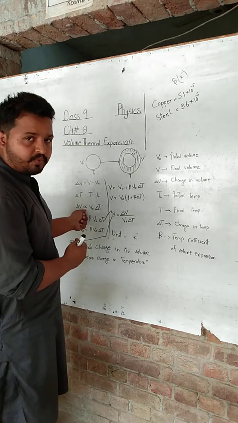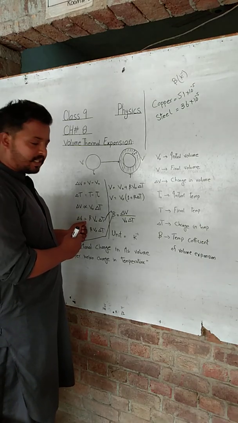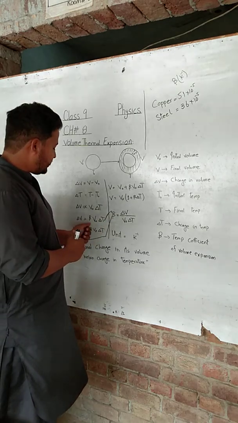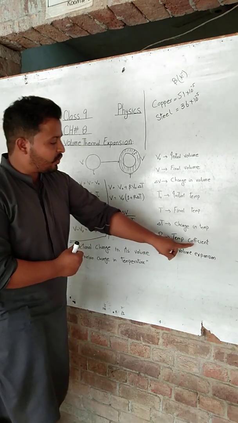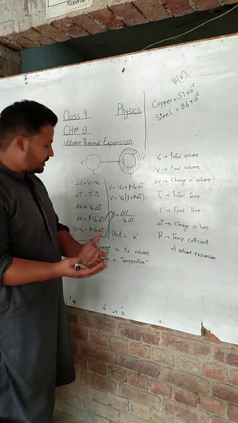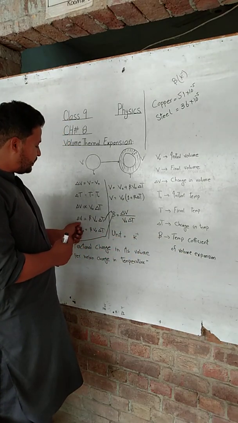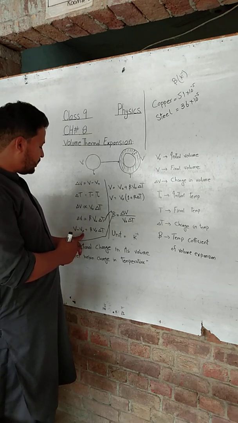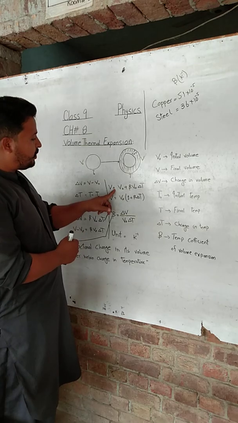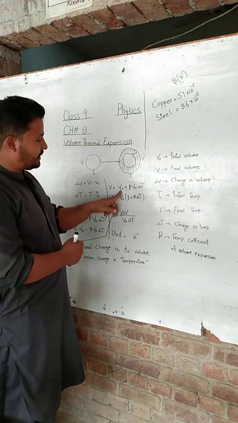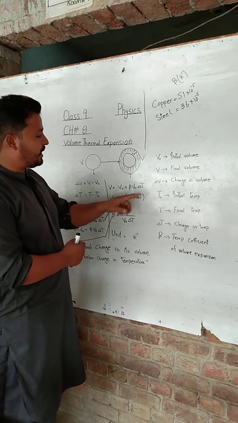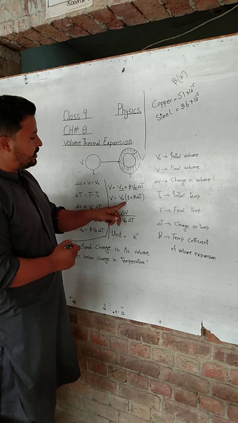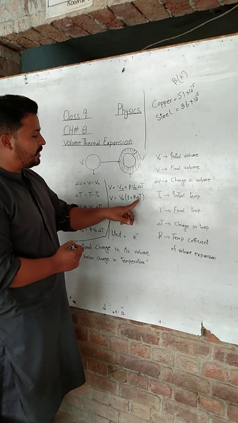When we remove the sign of proportionality, we put an equal sign and a constant: delta V is equal to beta V naught delta T. This beta is the thermal coefficient of volume expansion, which we will discuss later. Now we put the value of delta V, V minus V naught. V naught is negative here, so on the other side it becomes plus: V equals V naught plus beta V naught delta T. From here we take V naught common, so V equals V naught into 1 plus beta delta T.